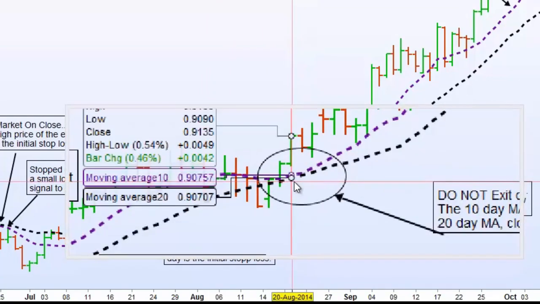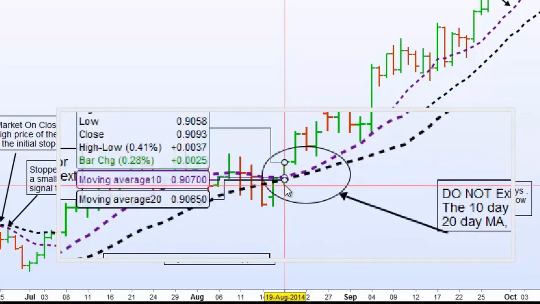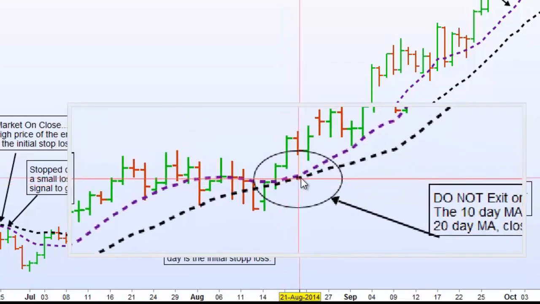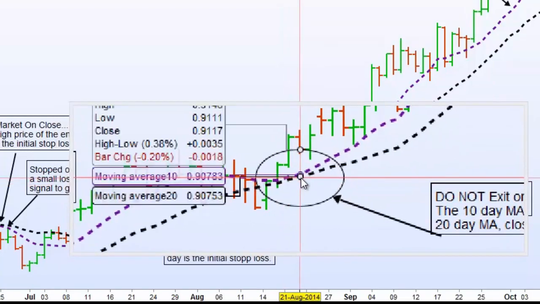So you can see here it gets really close. But if you look to the left, you see the moving average is still 9.9075 for the 10-day and 0.9070 for the 20-day. So it doesn't actually cross over on any of these days. So you still stay long in this market.